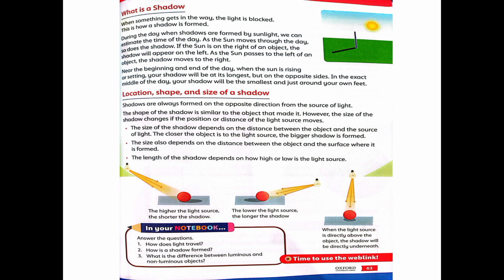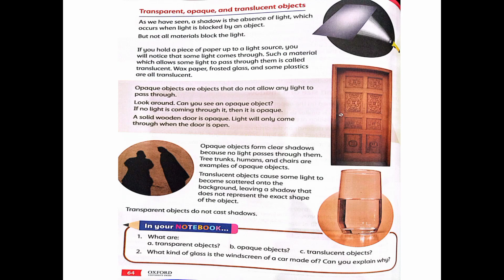And what is the difference between luminous and non-luminous objects? So we have read the difference that the objects that give out their own light are called luminous objects, and the objects that do not give out their own light are called non-luminous objects. Next we have transparent, opaque and translucent objects.